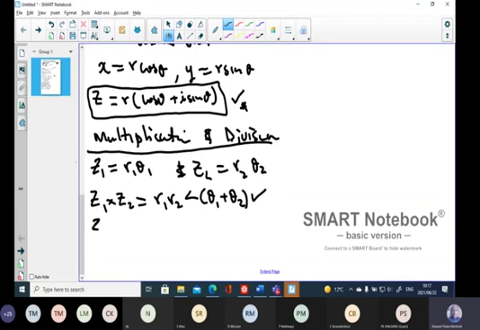So this completes the multiplication. Division: we have Z1 divided by Z2. So we are going to have R1 divided by R2, and for the angle, we have theta 1 minus theta 2. And this is division, in a simplified form actually.